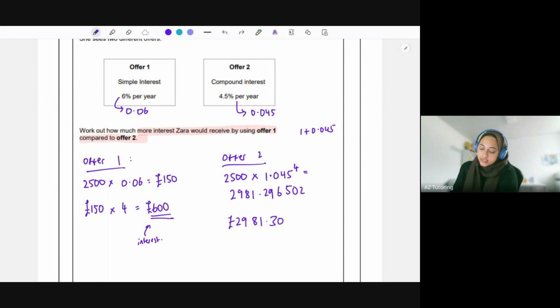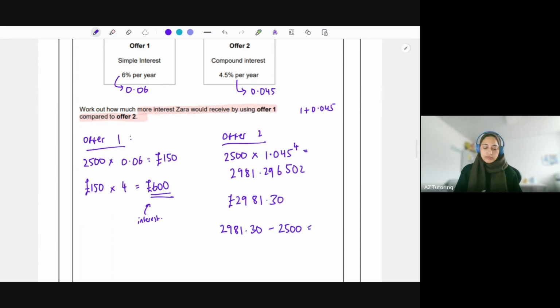Okay, so this is not the interest amount, so we need to minus what money she's put in, which is £2,500. So if I do 2,981.30 minus 2,500, this is going to give me the interest. If I minus 2,500, I get £481.30. So again, I've got the interest. So that's my interest for offer two.